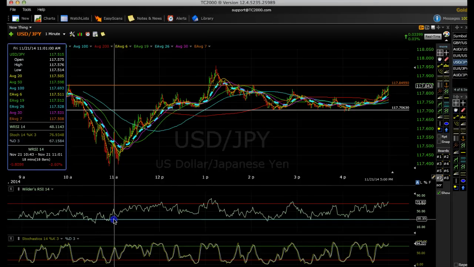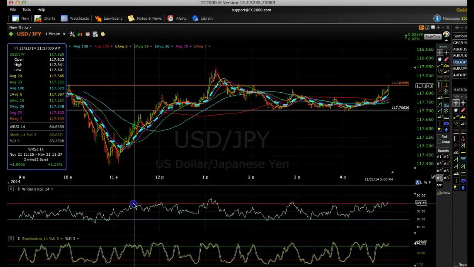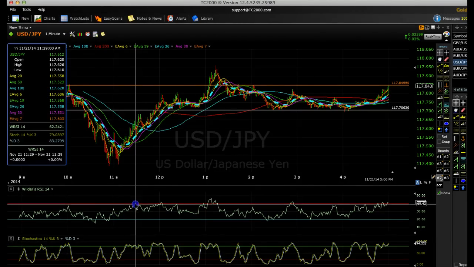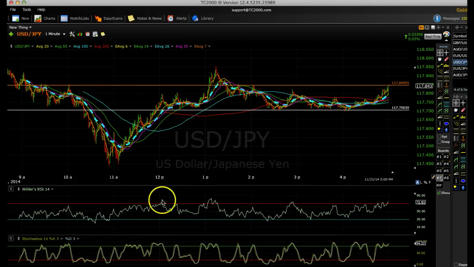You know, it's usually 30 is your oversold, 70 is your overbought. So anywhere in these areas, you know, short. Anywhere in these areas, go long. But not all touches of the top and bottom RSIs are tradable.